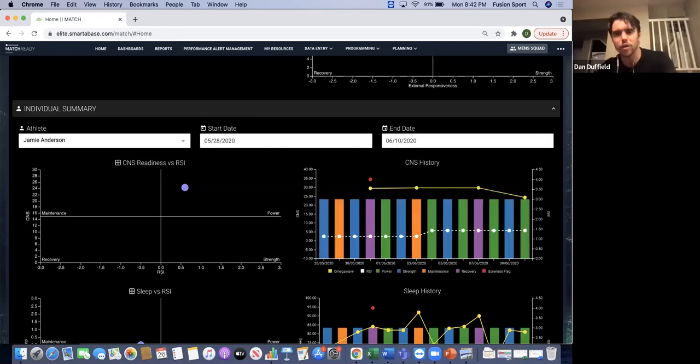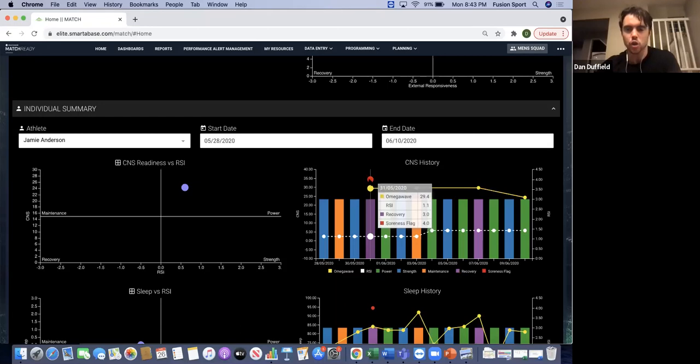Now, the colors might be a little bit confusing, so I will spend a moment just explaining this. Each of the bars represents the type of session that we did. So you can see them listed out here, green being power, strength, maintenance, and recovery. And so what we can do is we can see what kind of CNS score they got. So they had some pretty good scores, and then they had a slight drop off. And then what kind of session we then did that day.